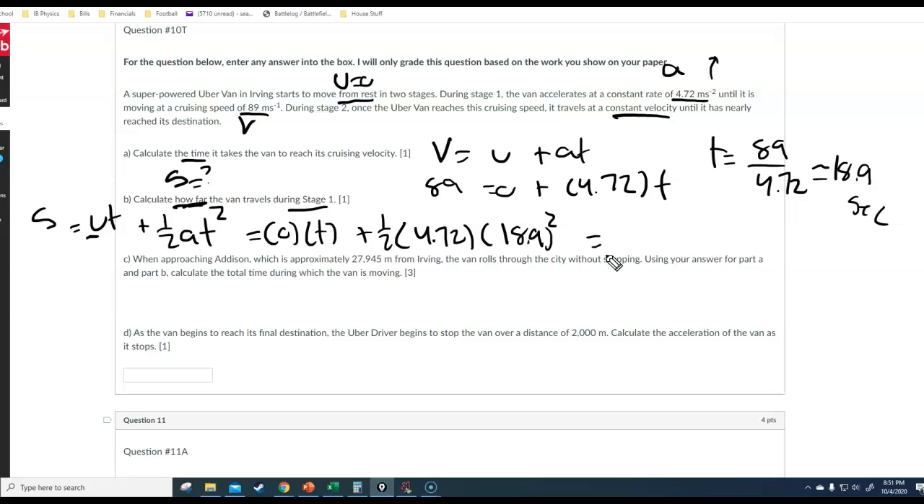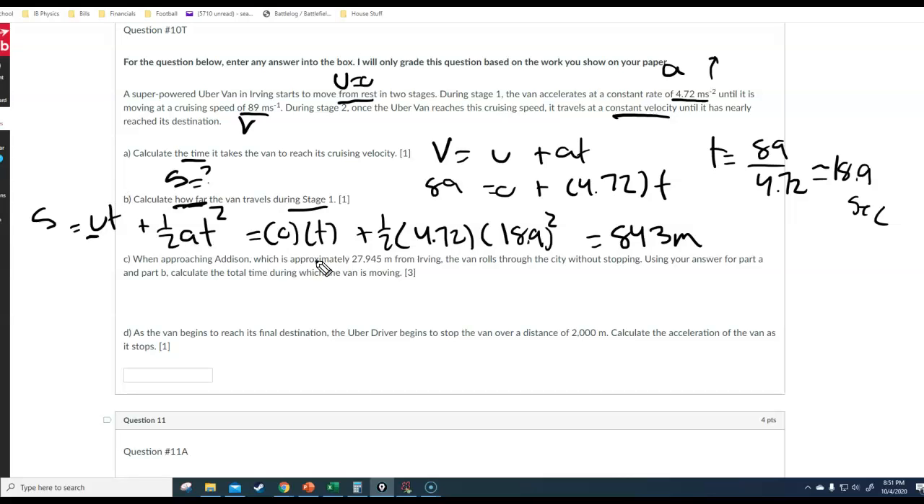Okay, and so 18.9 squared times 4.72 times 0.5 is about 843 meters. And if it's a little off because of rounding, that's fine. So that's 10A and 10B. Okay, pause there if you need to look at that some more.